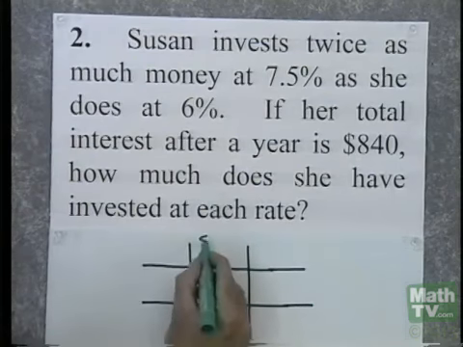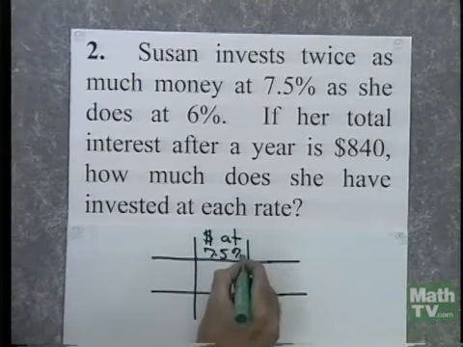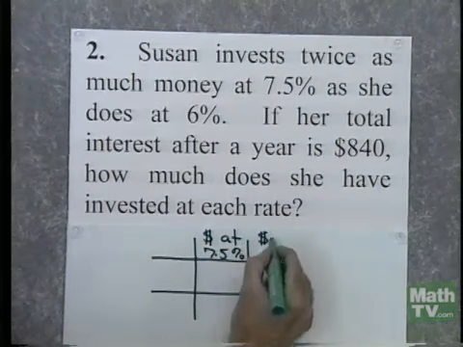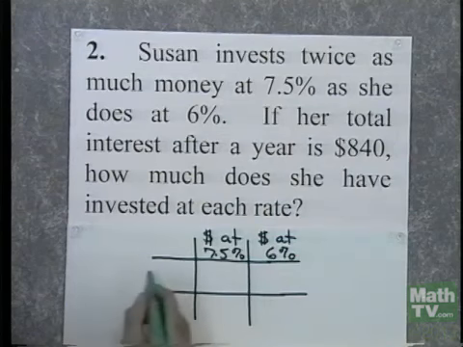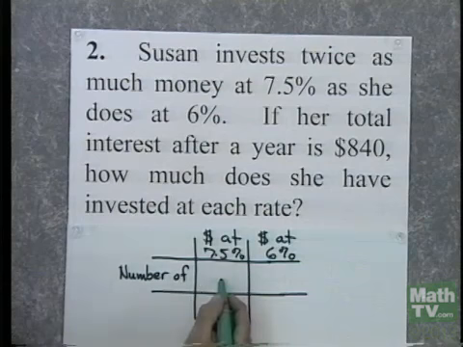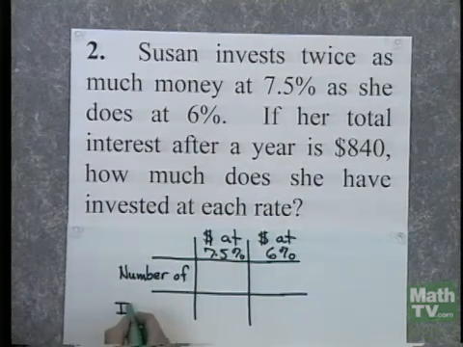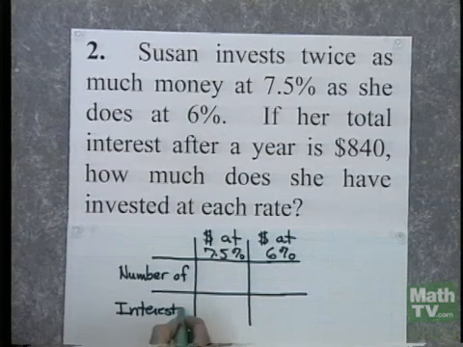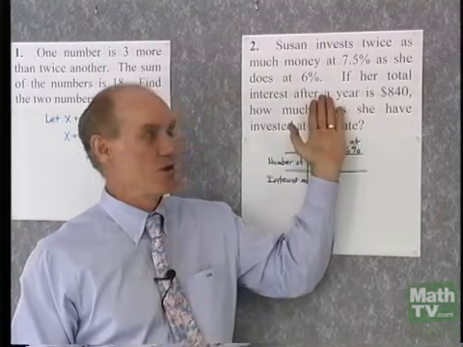Now in this column I'm going to set this up so I have dollars at 7.5%, and this next column I'm going to have dollars invested at 6%. And then in my 2 rows here I'm going to have the number of dollars at 7.5%. Here will be the number of dollars at 6%. And down here I'm going to write the interest. Now, setting the problem up this way gives me some little squares here to fill in according to what's written in the problem.